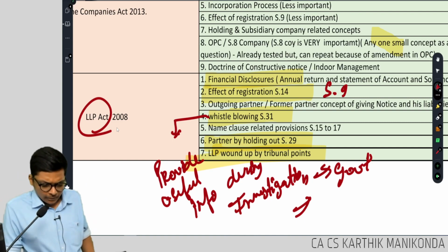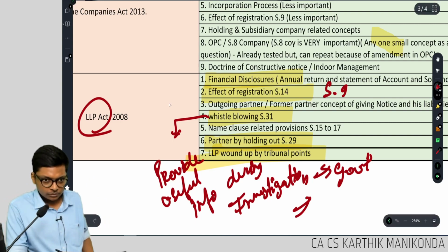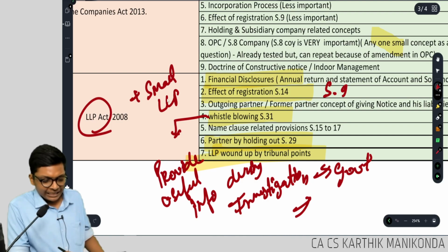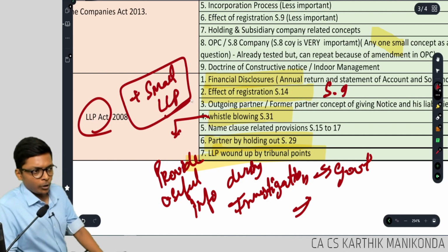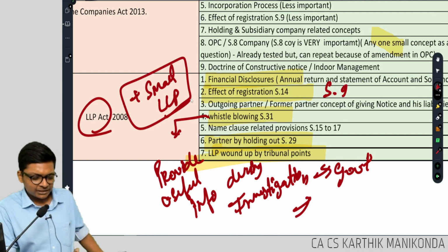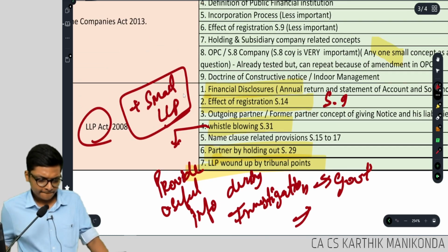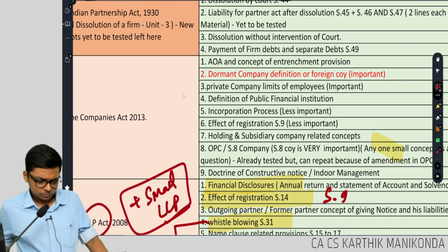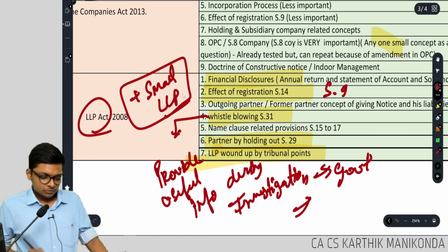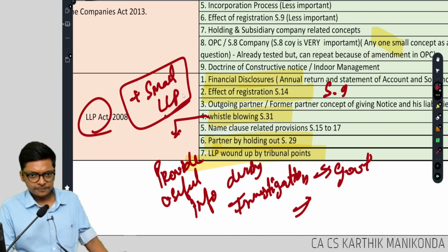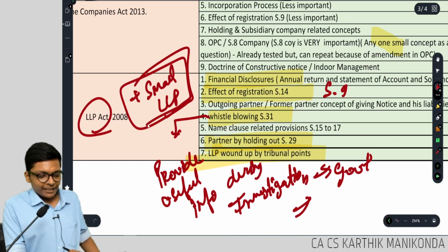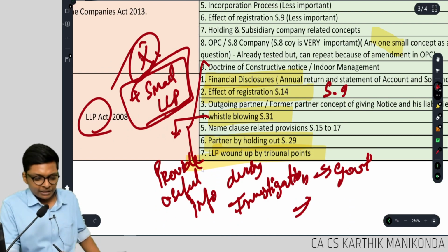I don't know why small LLP is missing here. I didn't write. That is small company. So you will add small LLP. Just remind me, I will put this in the group also. Small LLP, I will revise this PDF. How did I miss that? Okay, I just have to convey this. Small LLP is also very important, more important than all these questions.